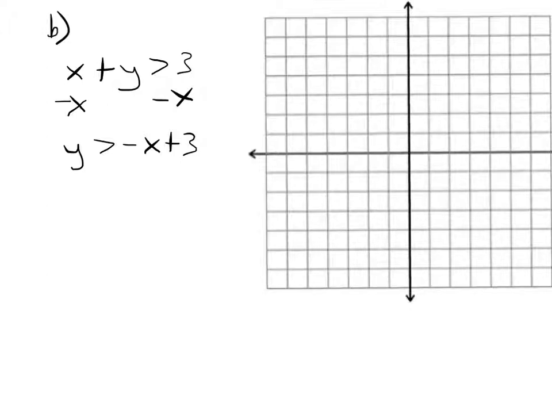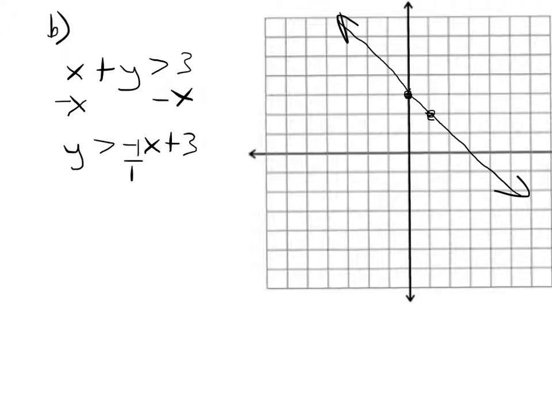Now I'm going to graph it. Remember that the slope is negative 1 over 1. And so I go up to 3, graph the y-intercept, then I go down 1 over 1 to do the slope, and I connect the dots. Hopefully you connect the dots better than I did. Let's try that again. A little bit better.